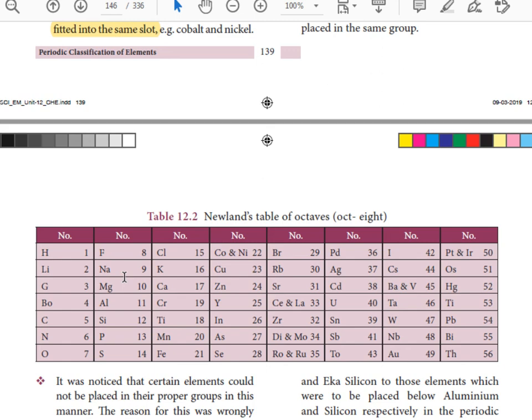Okay, so today I hope you all understood the two early classifications of elements, that is Dobereiner's triads and Newland's law of octaves. Go through it. Meet you in your next session.